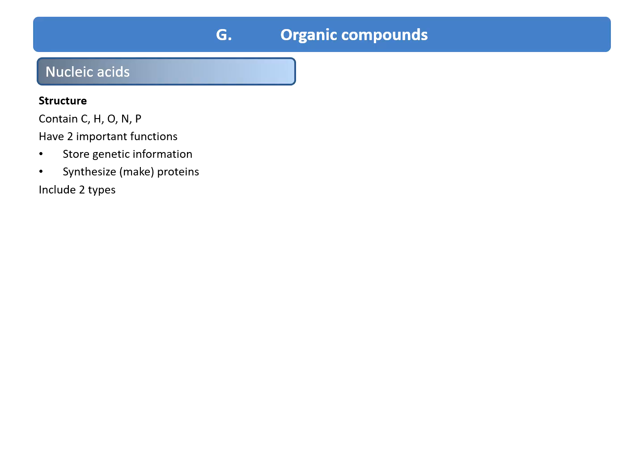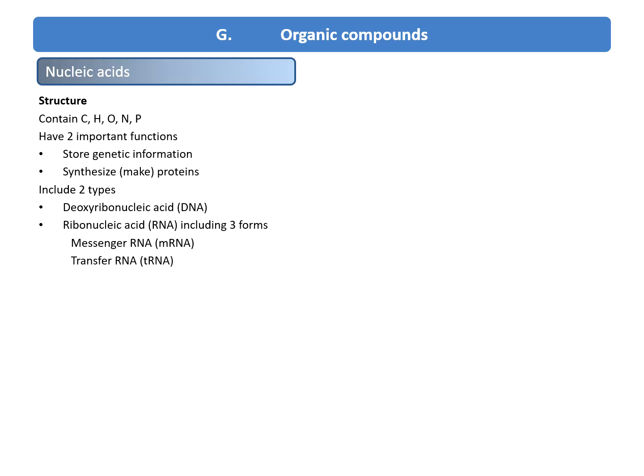There are two types of nucleic acids: deoxyribonucleic acid, or DNA, and ribonucleic acid, RNA. There are three major forms of RNA: messenger RNA, transfer RNA, and ribosomal RNA.